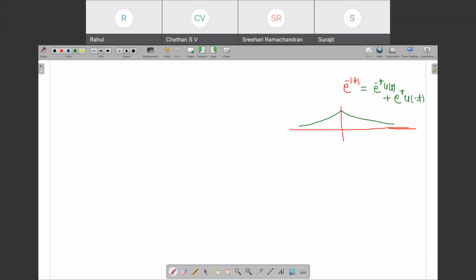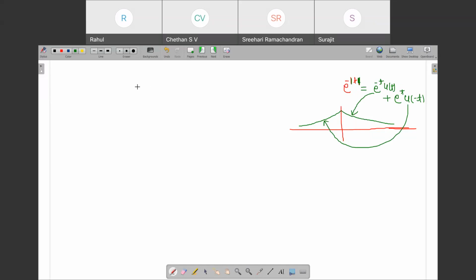So e to the power minus t u of t is this part, and e to the power t u of minus t is this part. Since there is a mod here, you can expand it like this. I hope you know how to expand the mod here. After the expansion of the mod, this is how it is going to look.